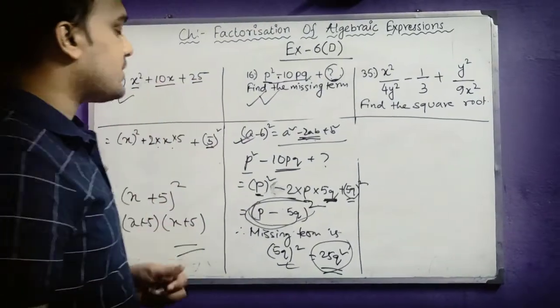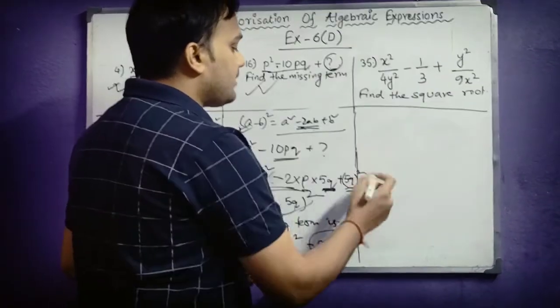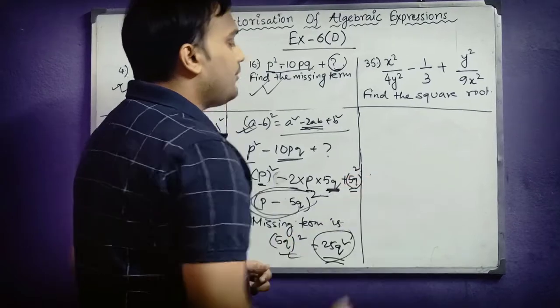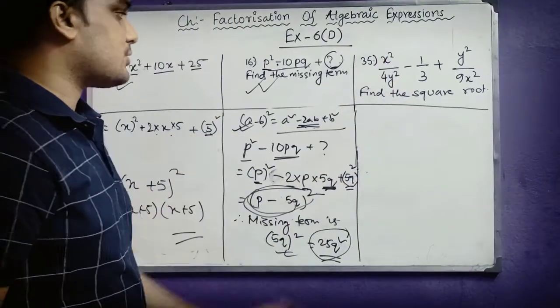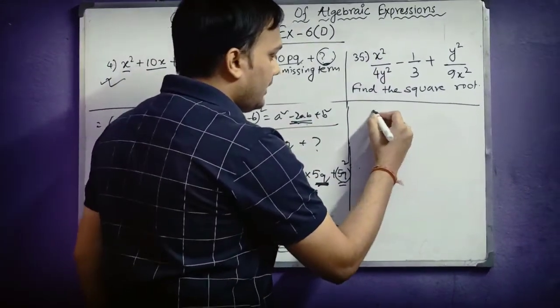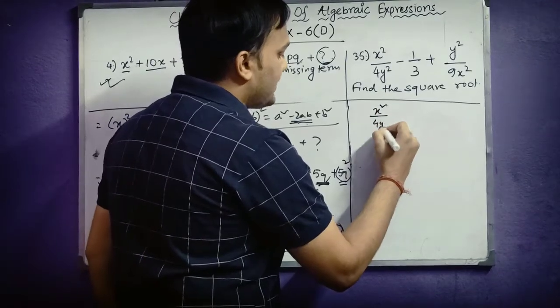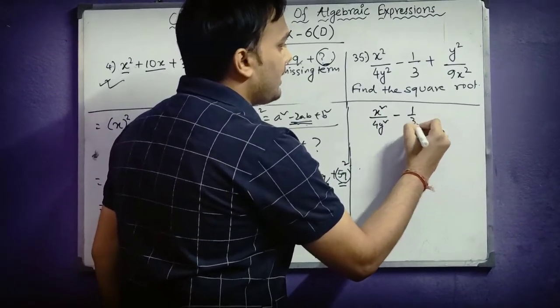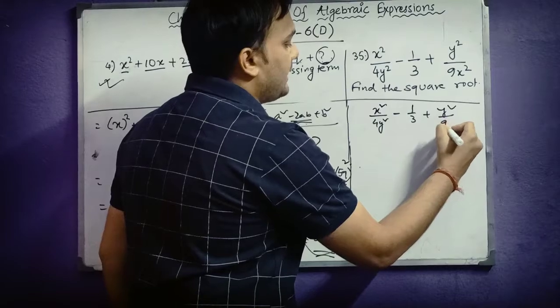Let us move to the next question, 35 here. It's a very easy question here. We have to find the square root. So what is the question here? x square by 4y square minus 1 by 3 plus y square by 9x square.